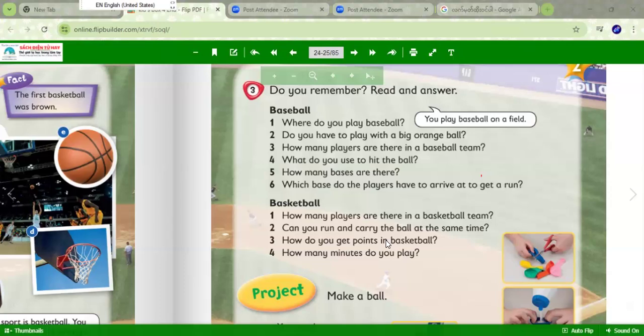All right, so this is the key point. You throw the ball into the basket to get a point in basketball. So this is your answer. Maybe your sentence structure will not be the same, but if you want to strengthen it, you can write it longer, like you have to, or something.